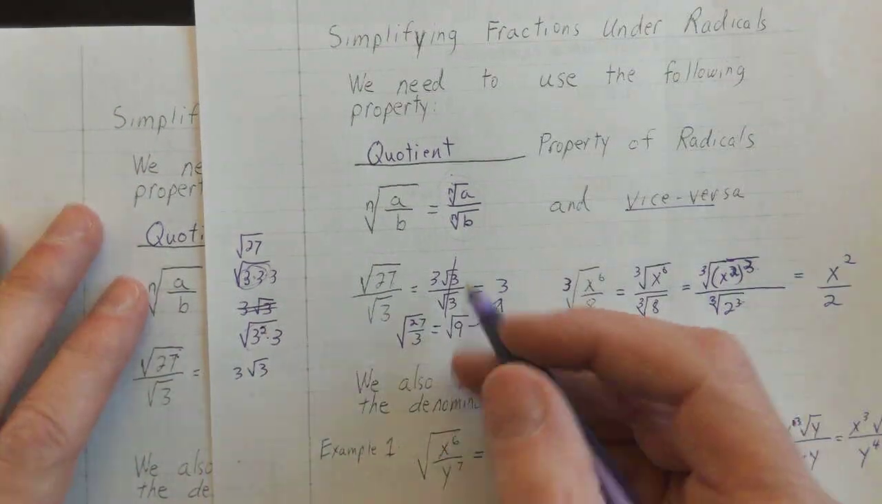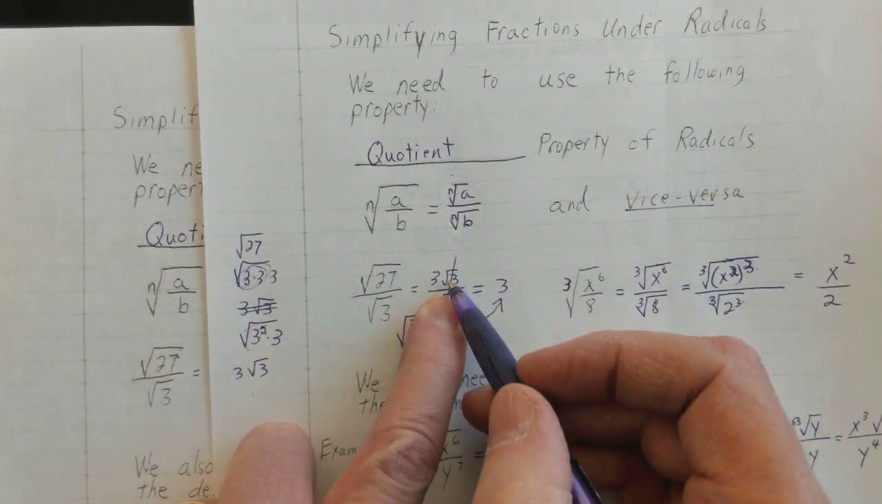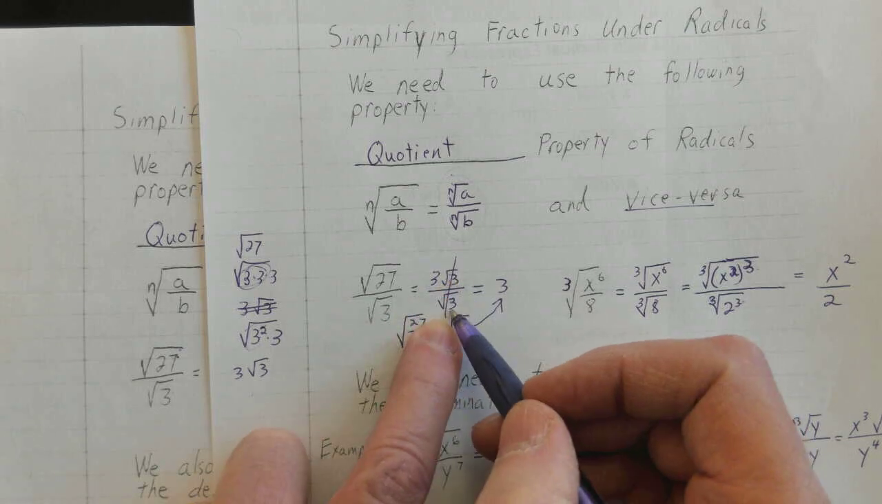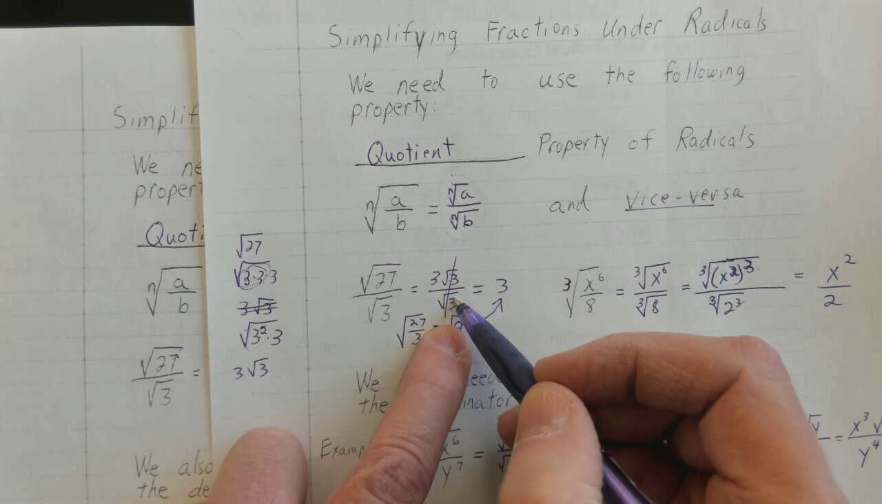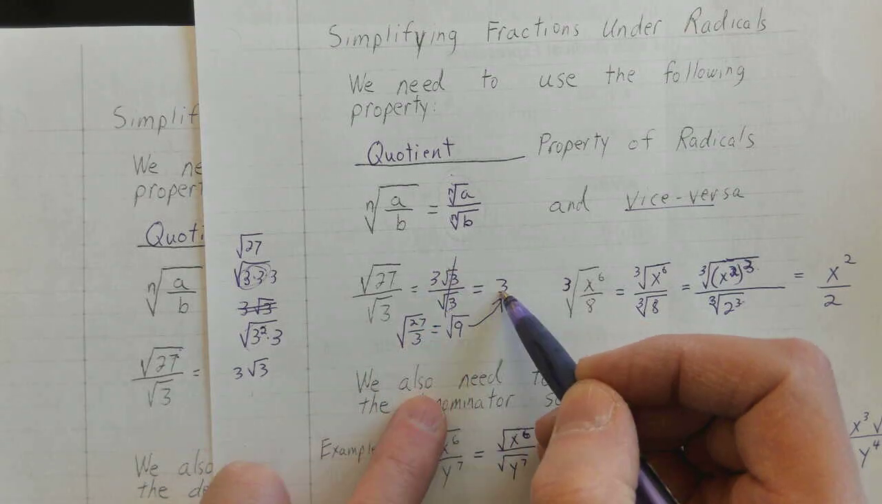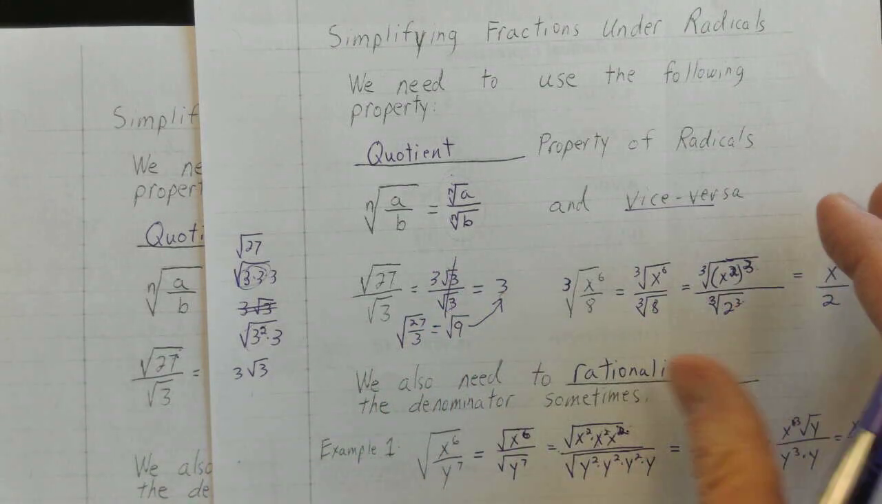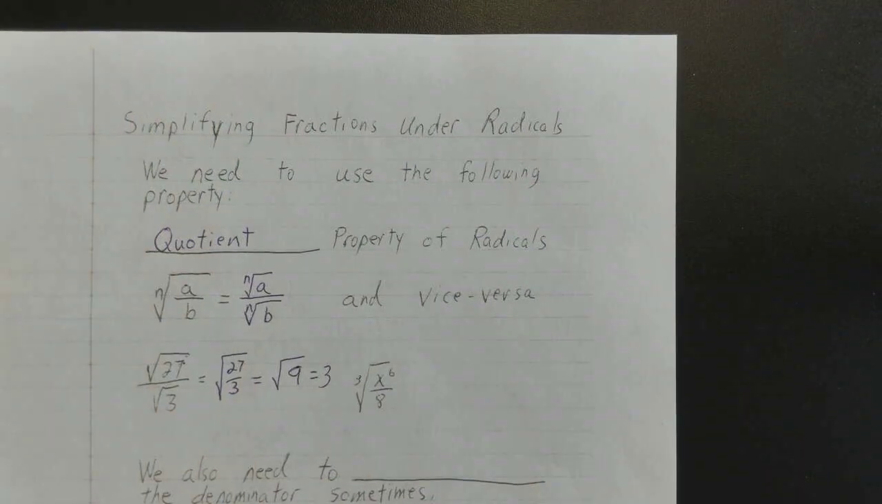Now, I do want to show you, when I was doing this last period, someone took a different route, so I just went with it. Simplified the top, 3 radical 3, and then the bottom, so they kept it split up, and then the square root of 3's canceled out, and you had 3. Okay? So it'll work either way.